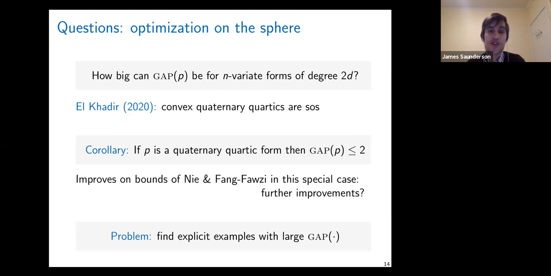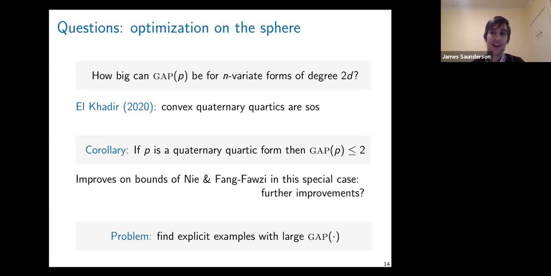One thing you can do with this connection that's quite interesting, I'll just leave you with this, is that we can also take it in the other direction, right? So we can take Al-Qadiyah's interesting result that says that convex quaternary quartics are always sums of squares and run our arguments backwards. If convex quaternary quartics are always sums of squares, then for quaternary quartics, this gap quantity must always be less than or equal to 2. Because if it wasn't, we'd get an example of a convex quaternary quartic that was not a sum of squares.